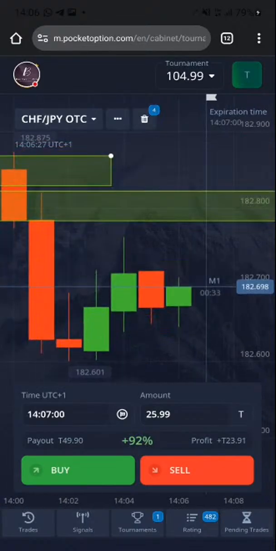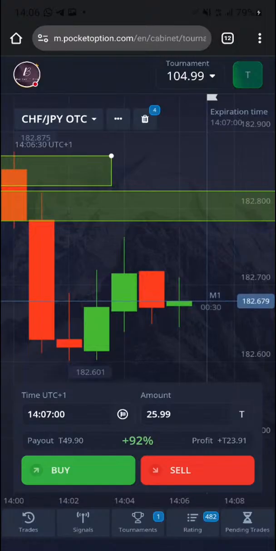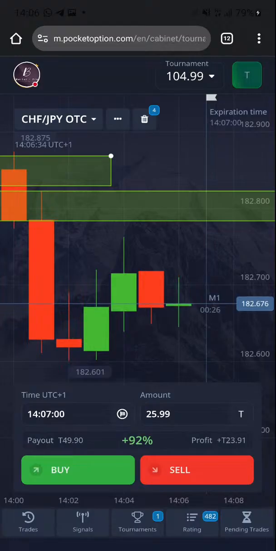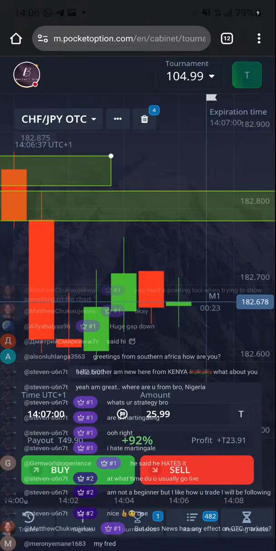What I'm going to do is wait for price to enter the middle of this area, then I'll take the trade. I'm going to target this round number. This is 182.800.